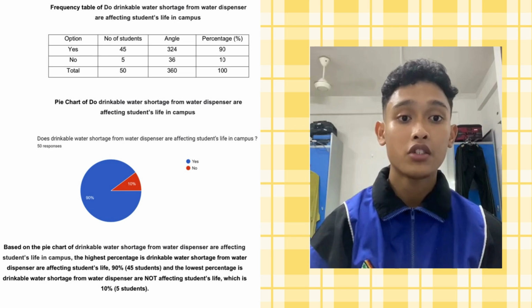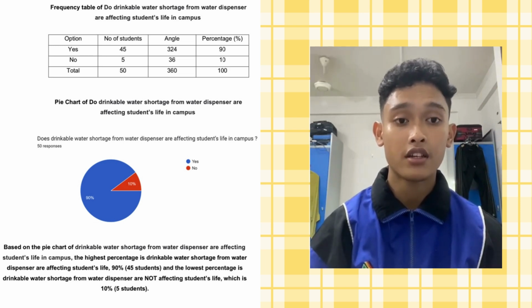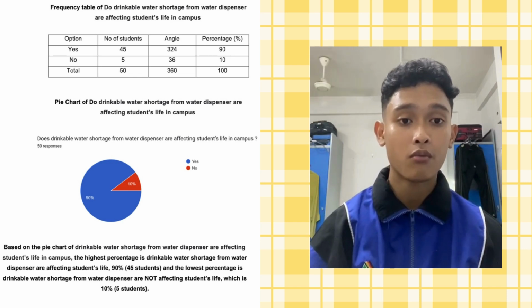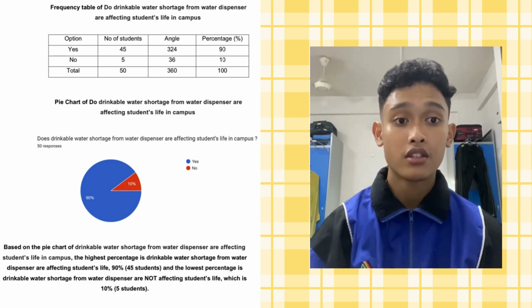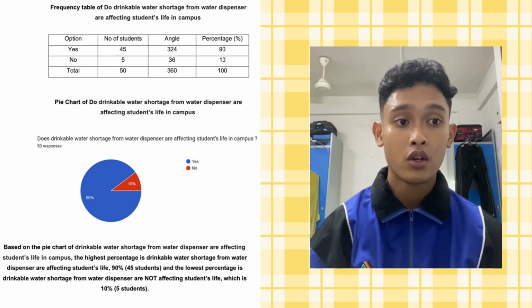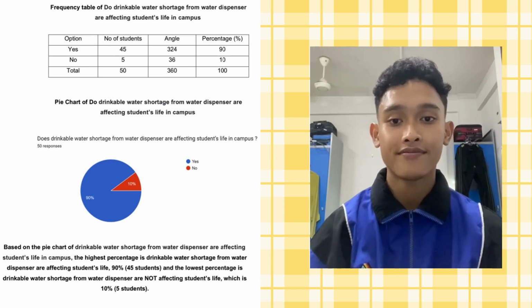So based on the pie chart of drinkable water shortage from the water dispenser affecting students on campus, the highest percentage is for yes, which is 90%, and the lowest percentage is for no, which is 10%.